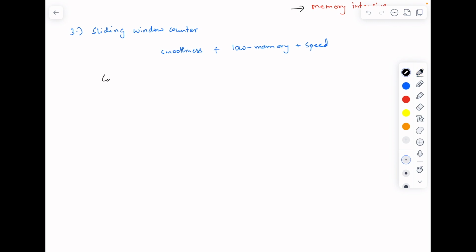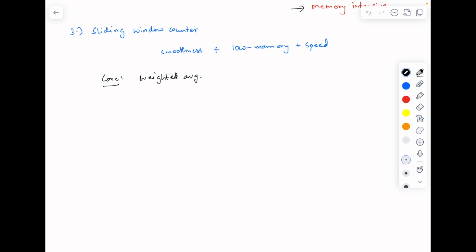Okay, the core idea of this algorithm is weighted averages. So the idea is to calculate a weighted average of requests across the current and previous fixed size time windows to approximate a true sliding window. Let us look at how this algorithm works.